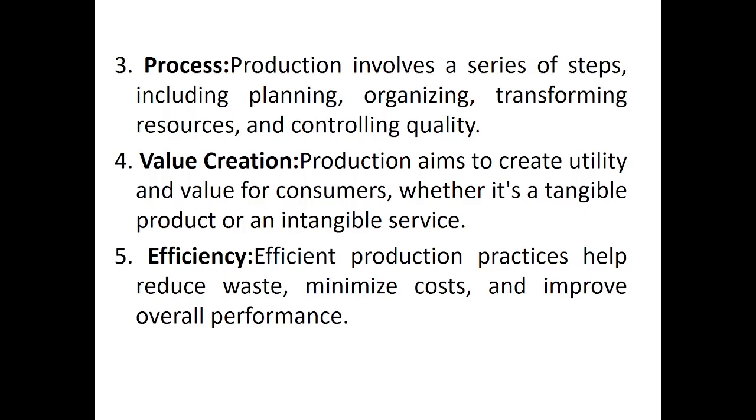So what is involved in production? It involves a series of steps. What are the steps? Number one is planning, number two is organizing, number three is transforming resources, and number four is controlling the quality. So these are the important processes of production. If I give you an example on that, it will be much clearer to you.